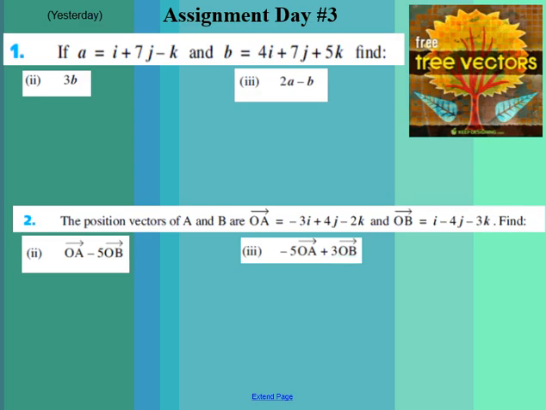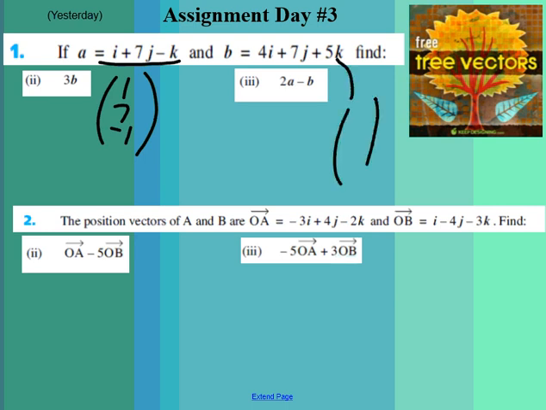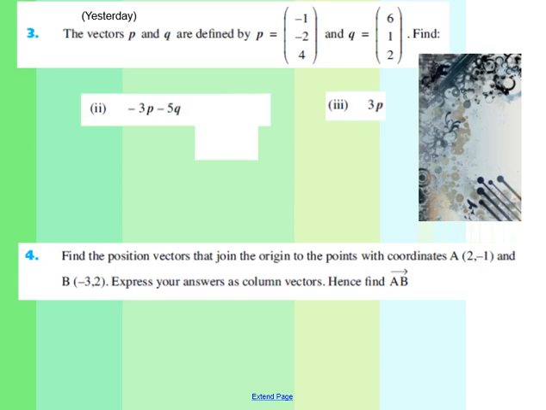All right, let's say that we were doing one of the problems from yesterday. I hope right away you see this and think 1, 7, negative 1. All right, when it did 3 times, oh wait, it was 3 times b. So here's the b one. The b1 was 4, 7, 5. When they wanted 3b, they wanted 3 times, what was b again? 4, 7, 5. So you just multiply it out. 12, 21, 15. Okay, so that's what you've done before.